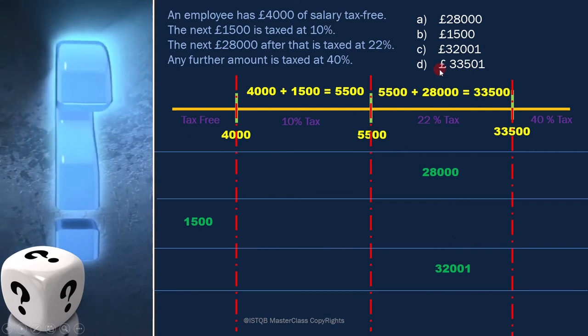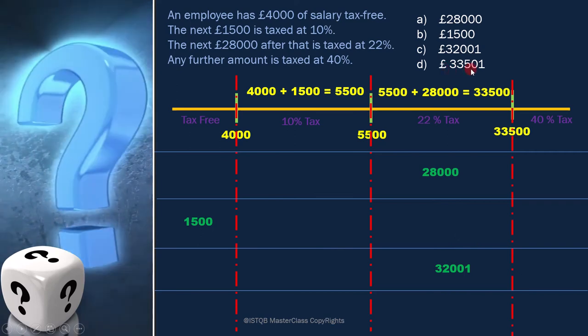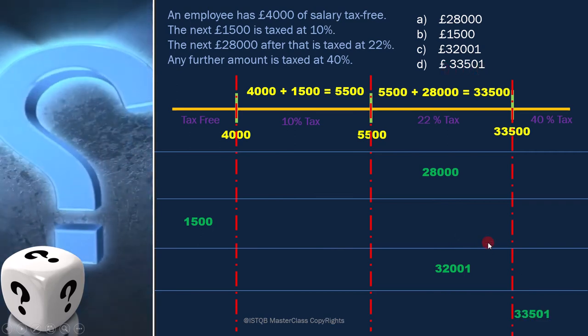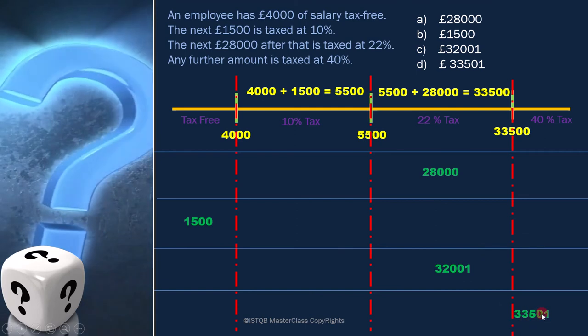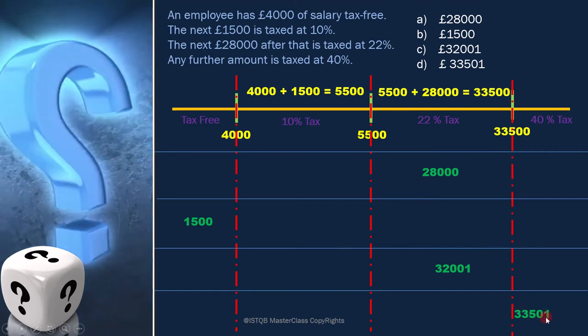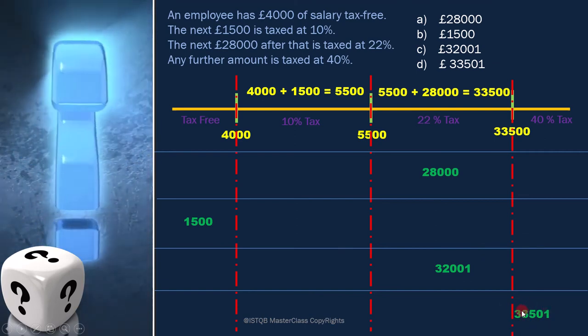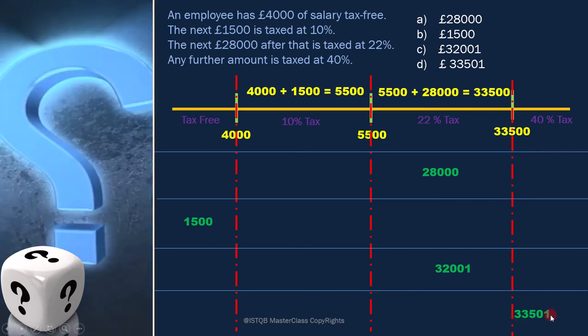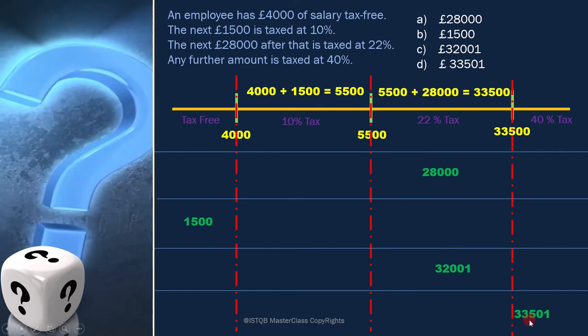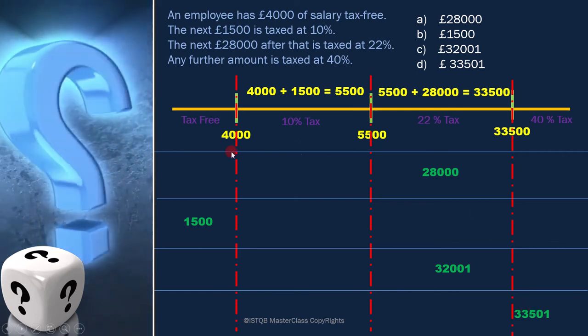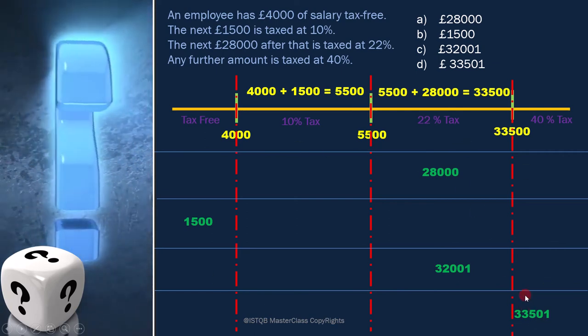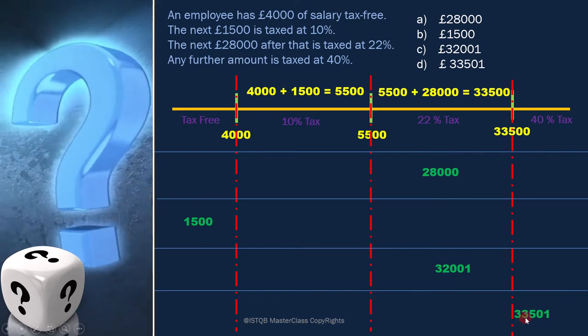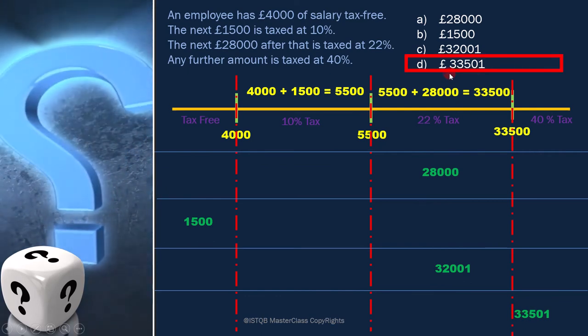Now the last option is 33,501. And 33,501 is just one value more than 33,500. That means this is just at the boundary. Compared to all the other values, option D is near to the boundary. Therefore, option D is the answer.